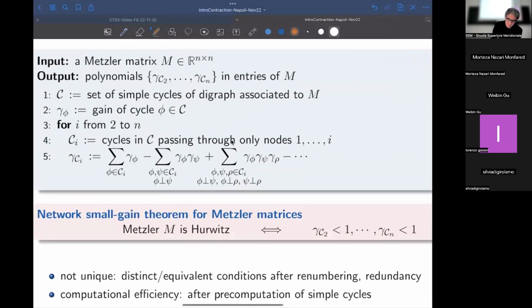It's a little bit weird. Ci is the set of cycles passing only through the nodes all the way through I. Let me make this a little bit smaller, otherwise it's hard to read.